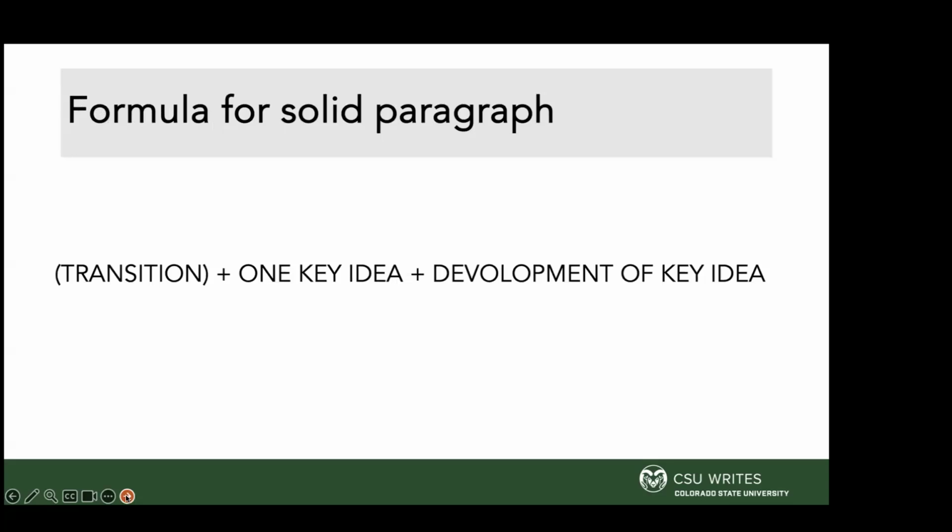And there is a formula for a solid paragraph. It's basically one transition or a connection, and notice it's in parentheses. So if you have a first paragraph, you have one key idea for that one, and then the development of that key idea. It's as simple as that. The transition is there to build a bridge from the paragraph before or to the paragraph after. So that transition could be at the beginning or at the end. You wouldn't put a transition in the middle of a paragraph unless you're going to stop that paragraph and start another, right?